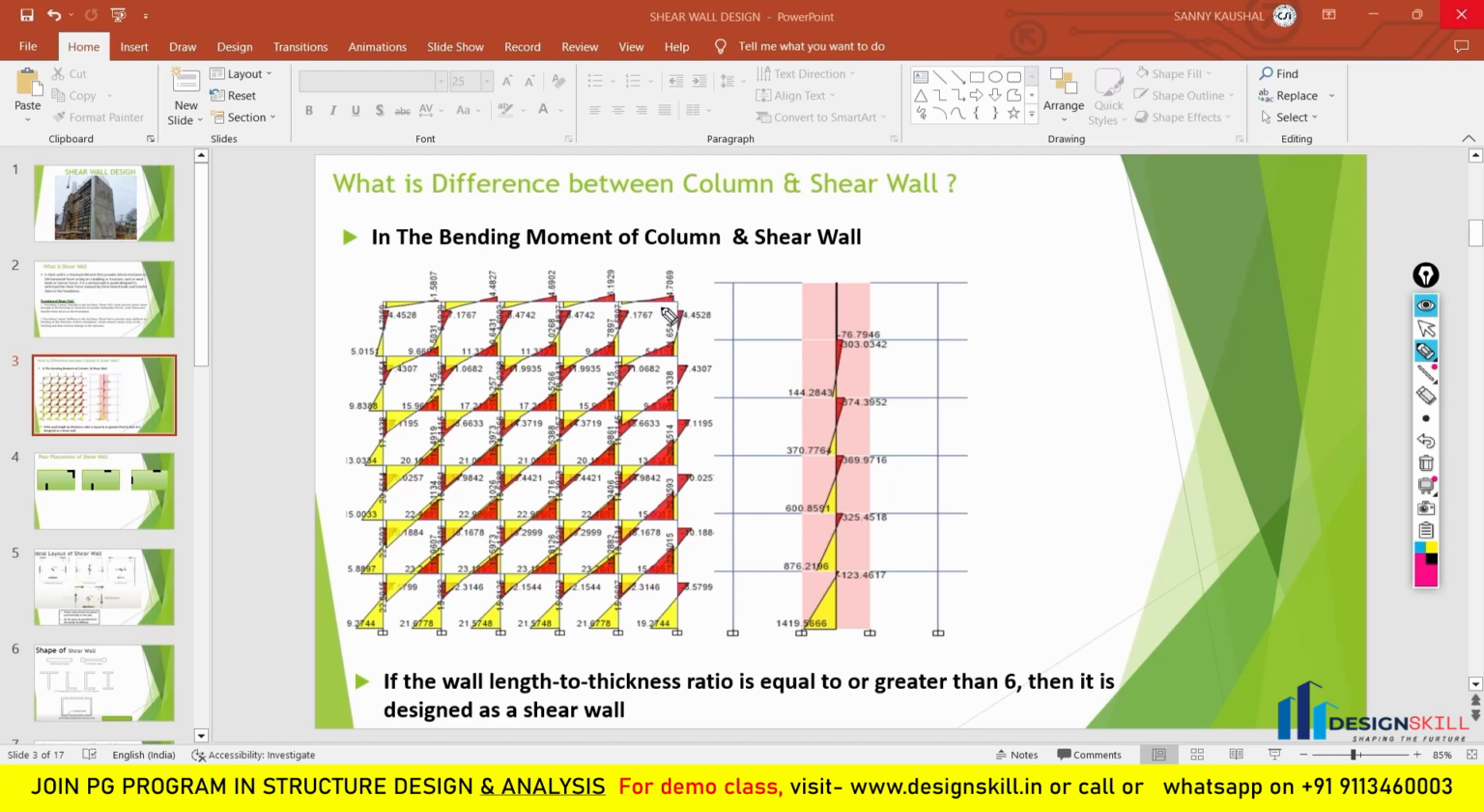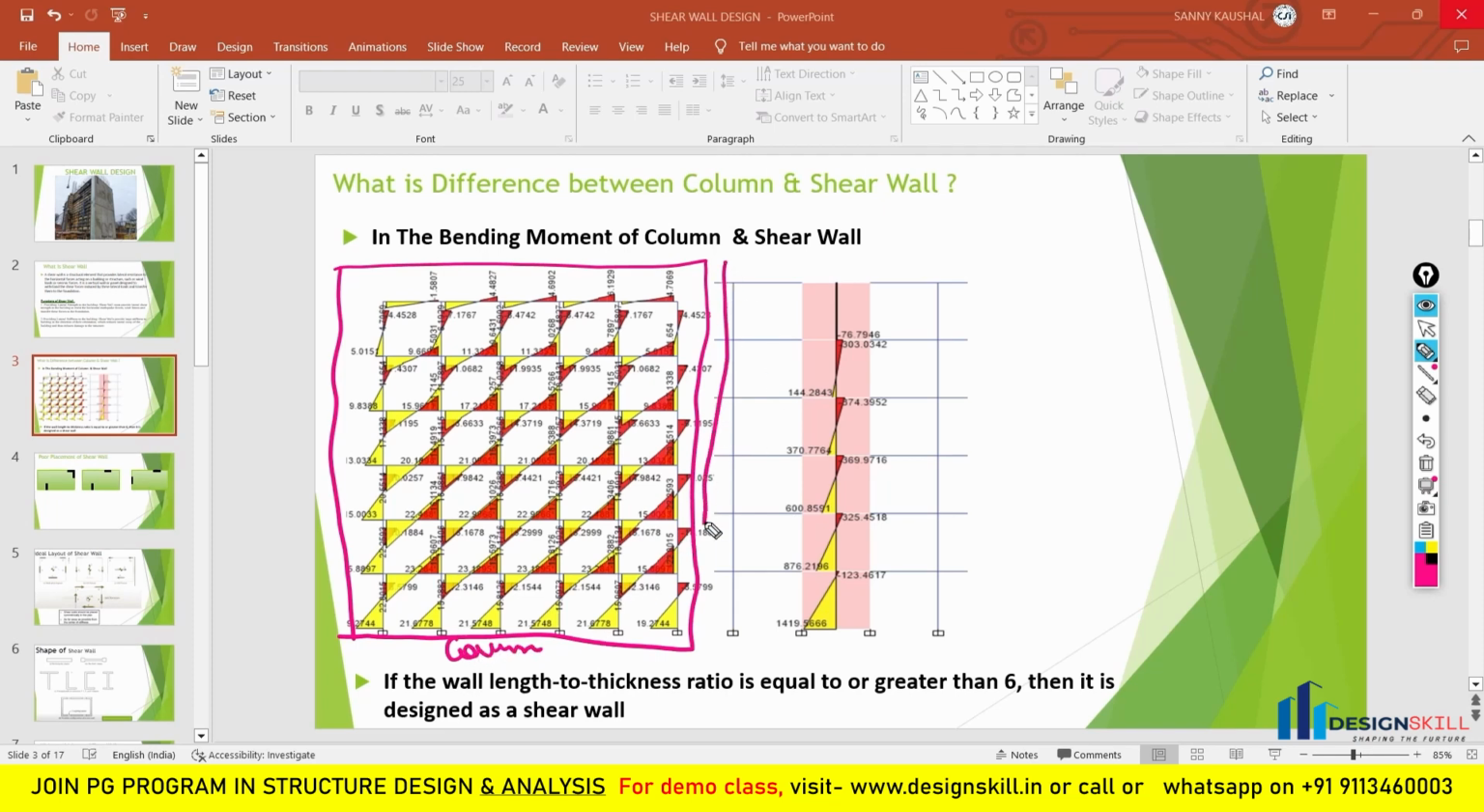Now when it comes to the difference between columns and shear walls, on what aspect are we going to differentiate these two structural elements? That is the first thing we have to discuss here. The first aspect is on the basis of the bending moment which we get in the columns and the shear wall. We get different types of bending moment in the columns and the shear wall. This bending moment, which is given in a screenshot here, is of a column, and this bending moment which I am just showing you is of a shear wall.